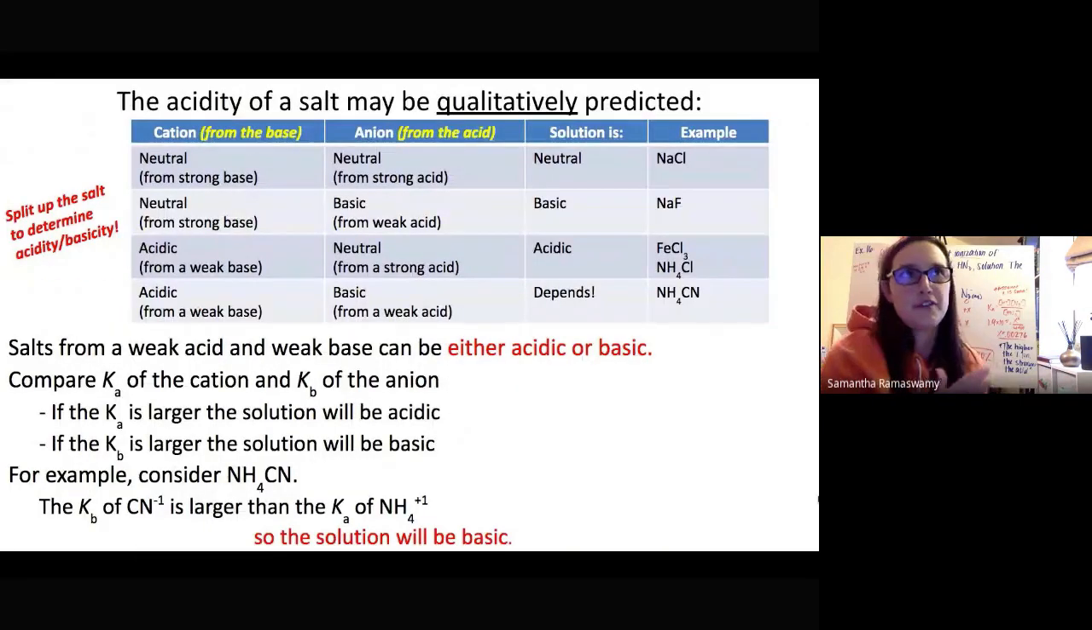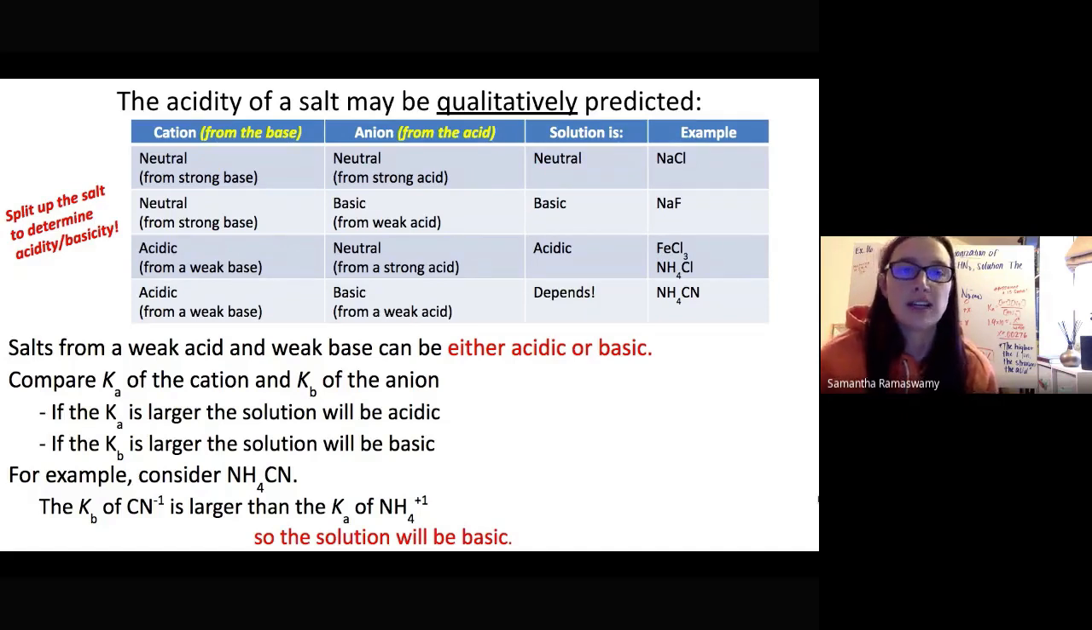We're going to shift to video 7.4. Video 7.4 was on whether a salt is acidic, basic, or neutral. And I will tell you, as you are looking at salts, it takes practice. It takes practice to look at a salt and determine, is it acidic, basic, or neutral?